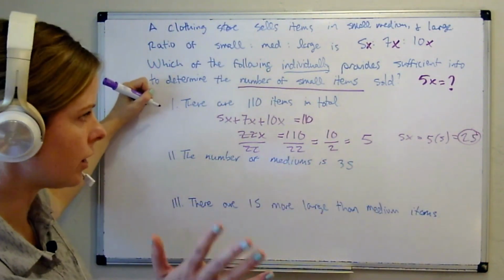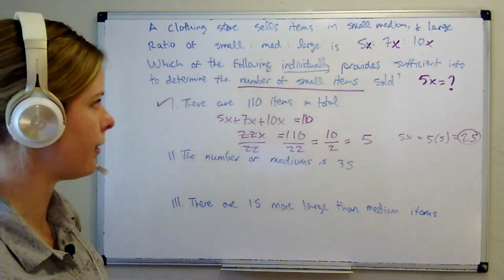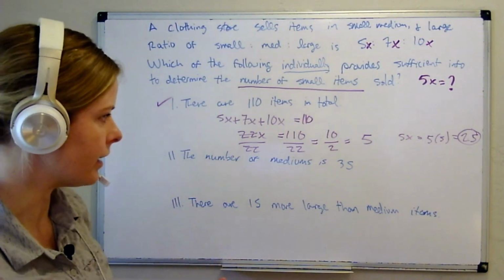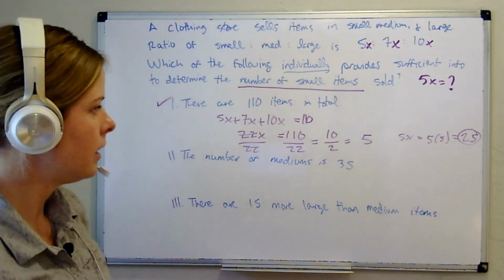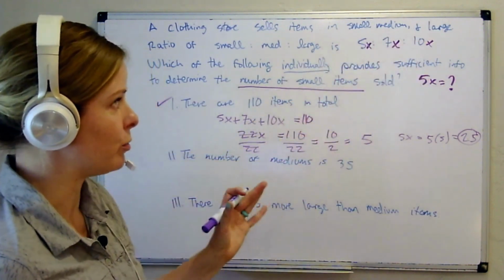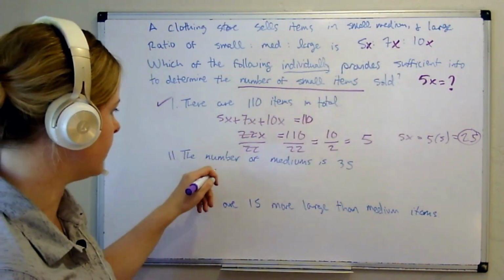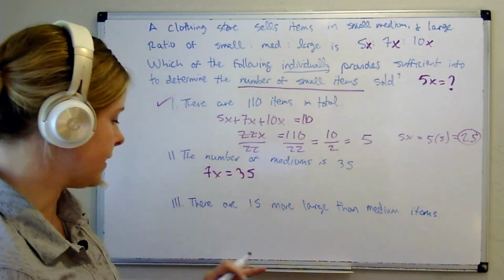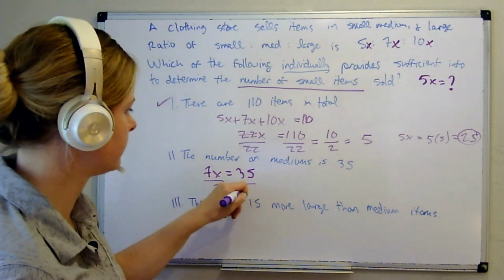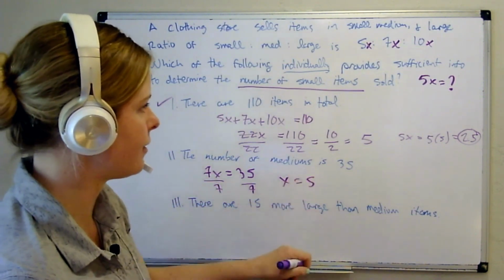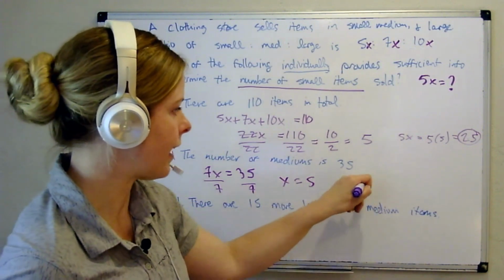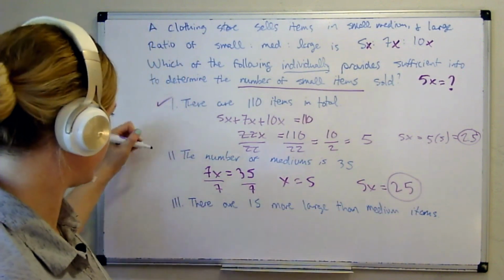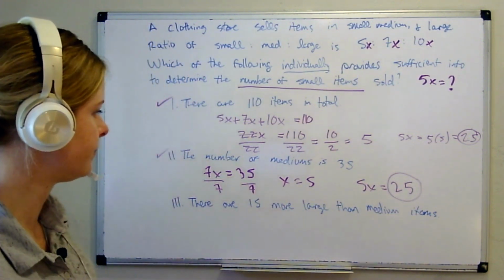So statement 1 on its own can figure out that information, so that would be sufficient. Let's look at statement 2. We learned that the number of mediums that were sold is 35. Now, again, up here, I'm looking for my number of mediums. Here, I've got it represented as 7x, and statement 2 tells me that 7x is equal to 35. This seems simple enough. We'll just divide out the 7. And again, we will find that x is equal to 5, which puts us in the exact same spot as here. 5x is going to be 25, and that's my number of small items sold. So sure enough, 2 is also sufficient on its own.